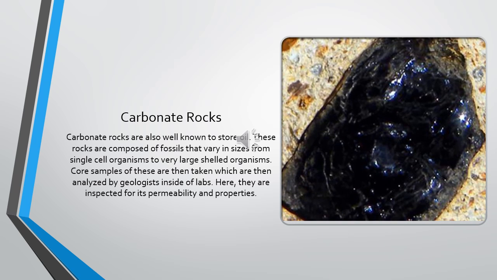Carbonate rocks. Carbonate rocks are also well known to store oil. These rocks are composed of fossils that vary in sizes from single cell organisms to very large shelled organisms. Core samples of these are then taken, which are then analyzed by geologists inside of labs. Here they are inspected for their permeability and properties.